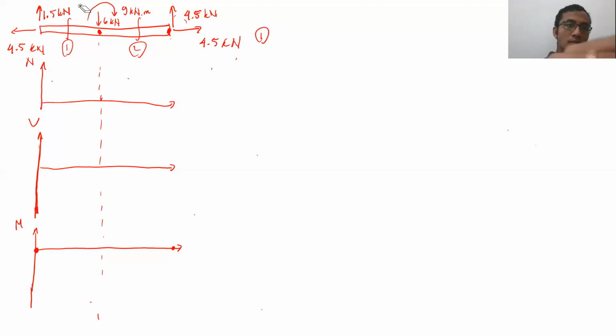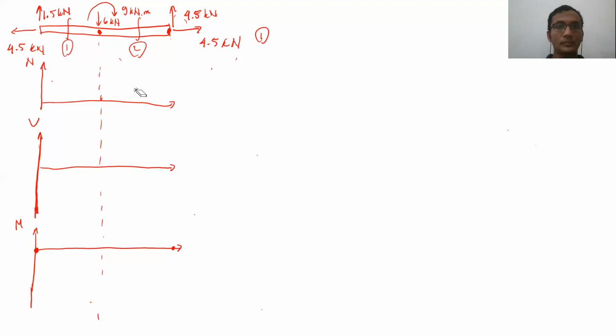Then because there is an external concentrated force and moment there, the continuity will not be there anymore. That's why from x equal to 3 meters to x equal to 6 meters, we have to use a new equation. So we will have two different equations there.